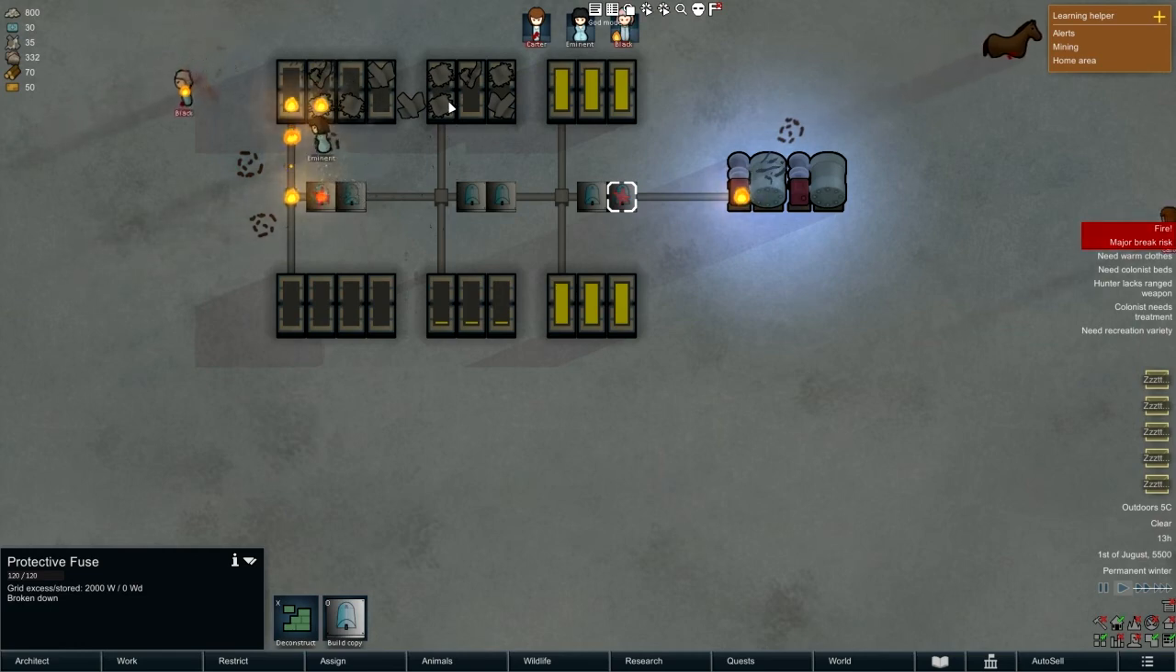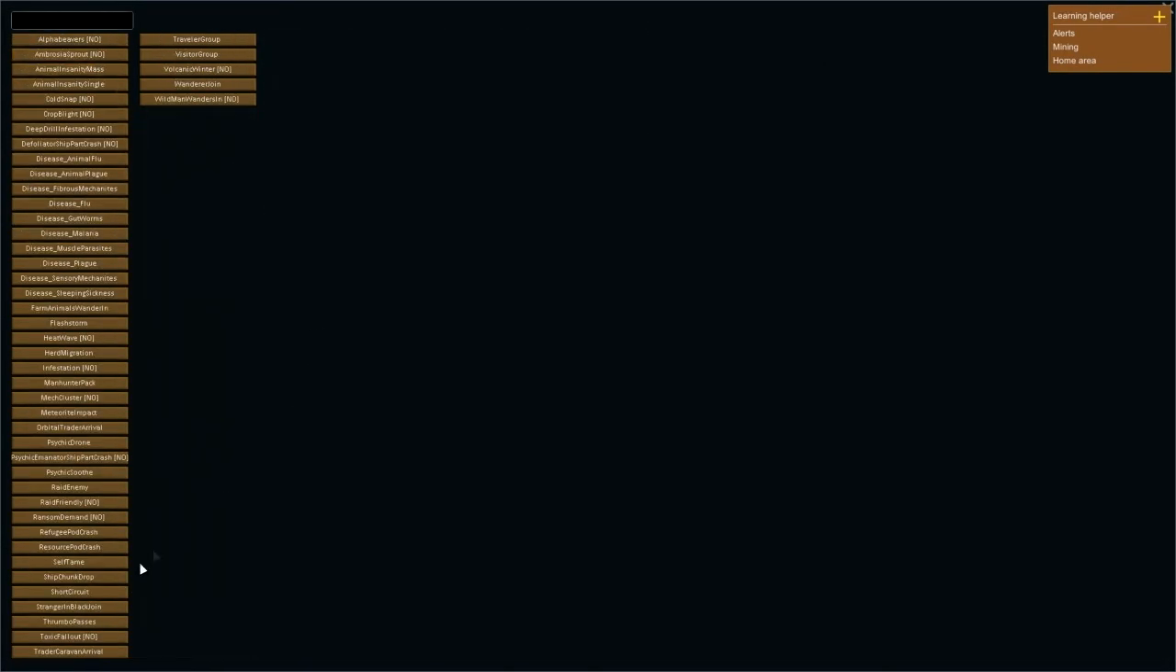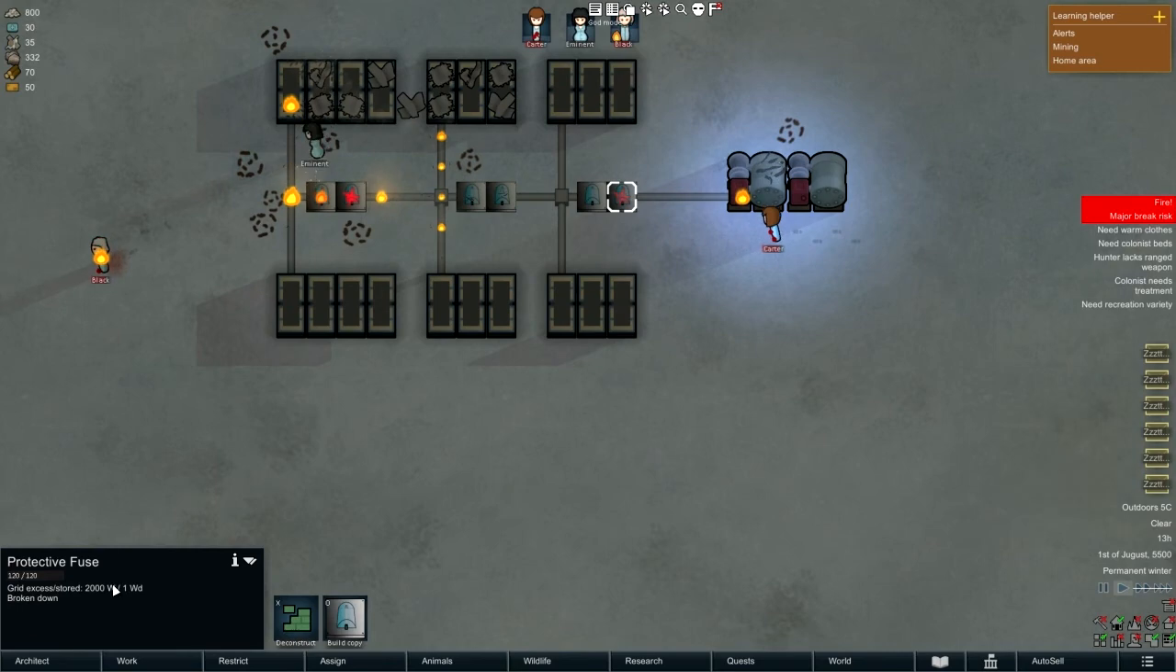Lastly, I think it's worth mentioning that I designed the protective fuse to work with some other fuse mods. And because a protective fuse works differently than other fuse mods, you can use them both together to benefit from both.